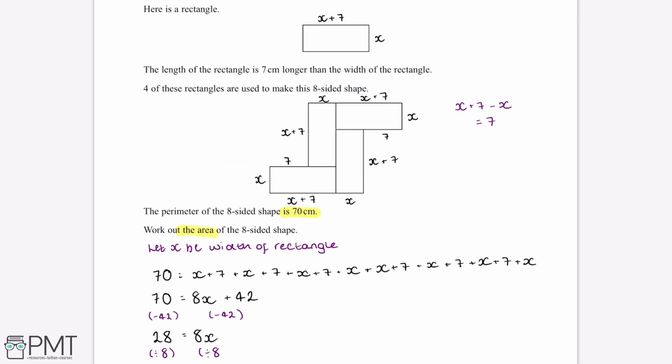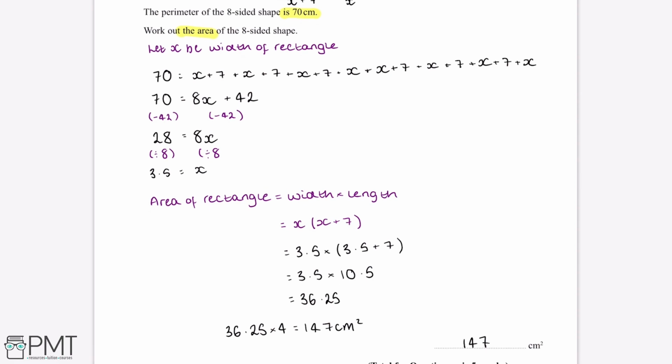Now this question's worth 5 marks. We'll get our first mark for letting the side lengths be equal to x and x plus 7. We'll get our second mark for having at least 6 of these side lengths correct. We'll get our third mark for forming an equation from the perimeter. Our fourth mark for working out that the width is equal to 3.5 centimetres. And our final mark for the correct area.